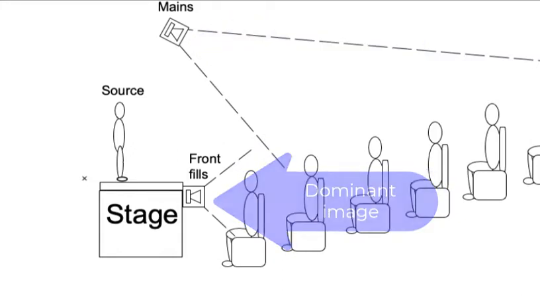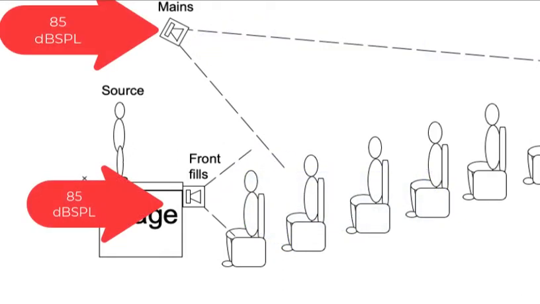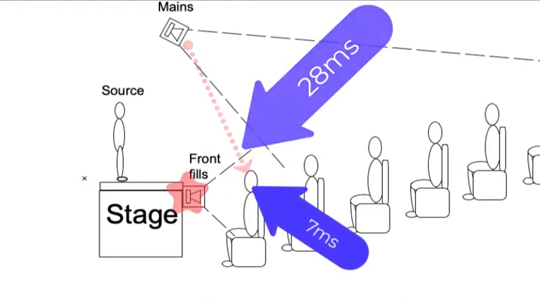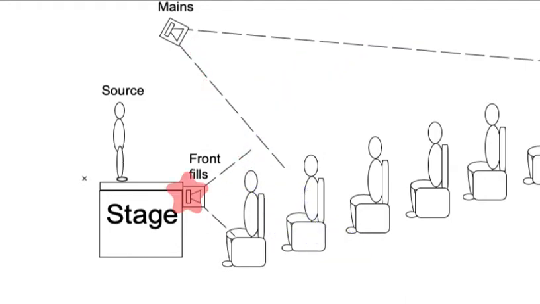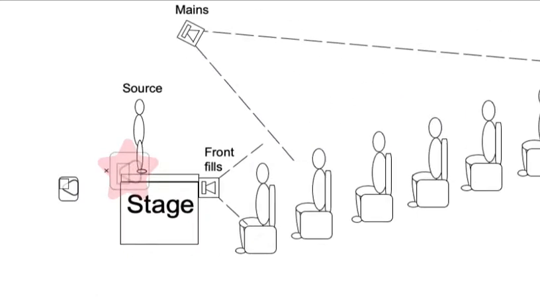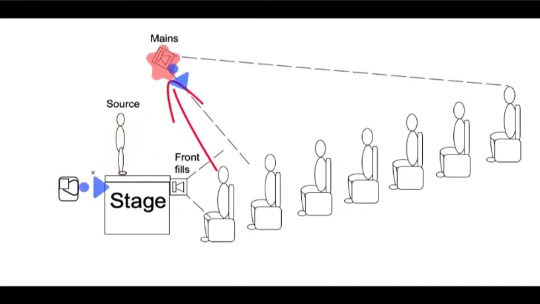So if both speakers read 85 dB SPL in the front row with no delay processing, the front speaker will hold the dominant image because it arrives first. Now, had that been the front fill placed physically behind that X spot there, if we move this all the way back to here, then your image would go to above because that image would hit you first.